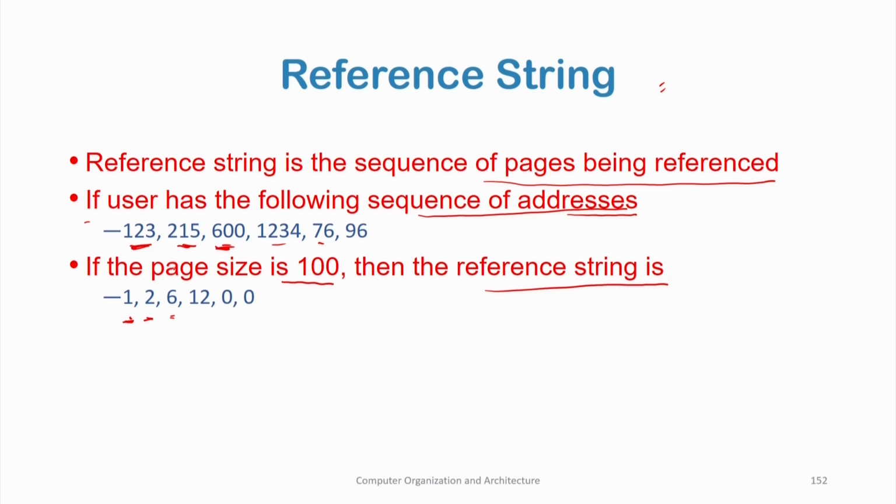So, basically I did a small mistake, nothing. 0 to 99 will be in page number 0, 100 to 199 will be in page number 1, 200 to 299 will be in page number 2, likewise. So, if we calculate in that way, 600 comes into page number 6. 1, 2, 3, 4, which means it will come into page number 12, 76 will come into page number 0, and 96 will come into page number 0.